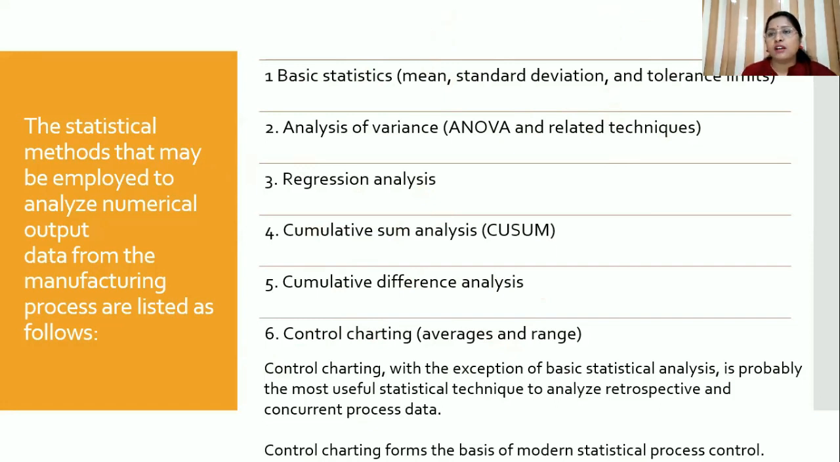Then the control charting is there, and control charting, with the exception of basic statistical analysis, is probably the most useful statistical technique to analyze the retrospective and concurrent process data. And control charting forms the basis of modern statistical process control. So control charting means where it stands, it should be within the range. So this control charting is the averages and ranges. It is very important to maintain the retrospective analysis and the concurrent process data.